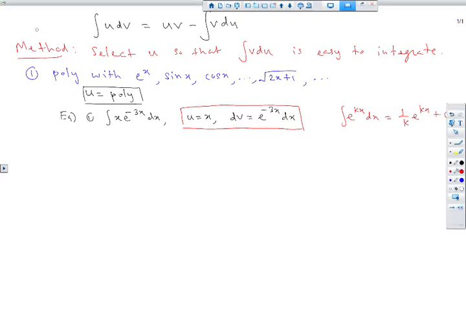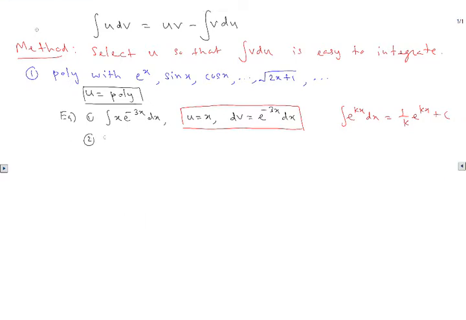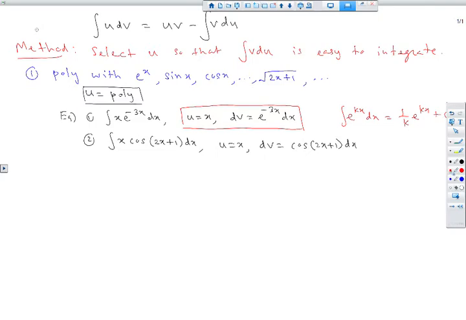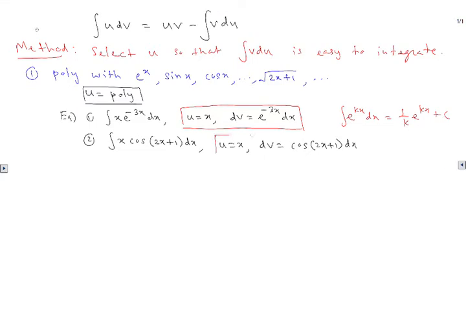Let's look at another example. Let's say you have x cosine of 2x plus 1 dx. Again according to this argument, you have to select u as x in this case, and then dv is the rest of the integral, so it is cosine of 2x plus 1 dx. That's the choice for the second integral.